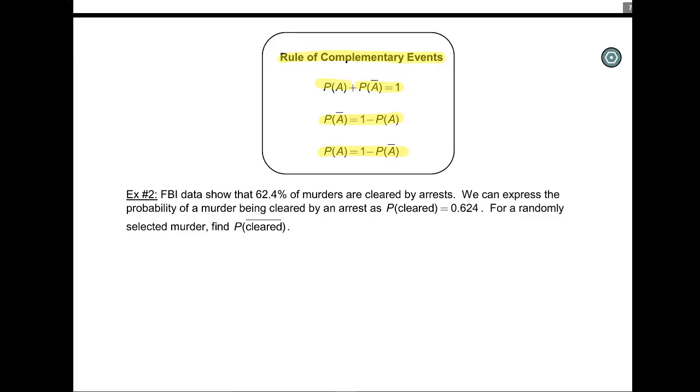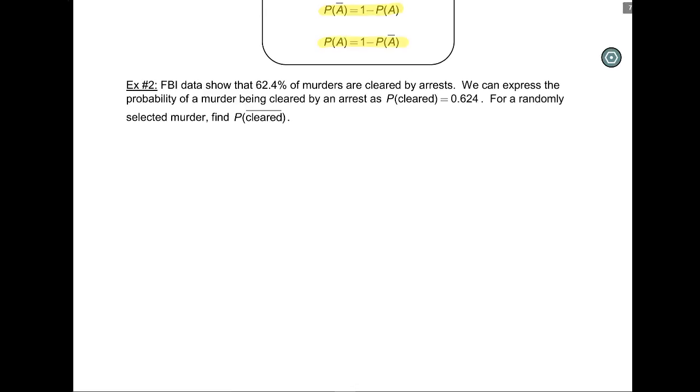It's kind of like, if there's a 20% chance of rain today, then what's the percent that it's not going to rain? 80. It's the complement. FBI data show that 62.4% of murders are cleared by arrest. We can express the probability of a murder being cleared by an arrest as probability of cleared equals 0.624. For a randomly selected murder, what's the probability that it's not cleared? 37.6. It's just 1 minus the probability that they're cleared.